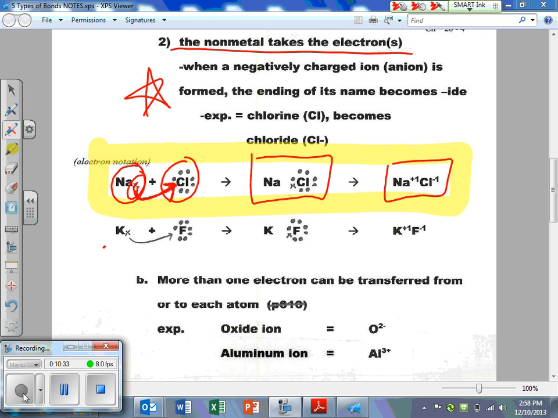So here's one for potassium and fluorine too. But I wanted to see you do one for magnesium and oxygen. Why don't you go ahead and do that in your notes, and then we'll do it up here together. Magnesium and oxygen. Do an electron transfer diagram for magnesium and oxygen.